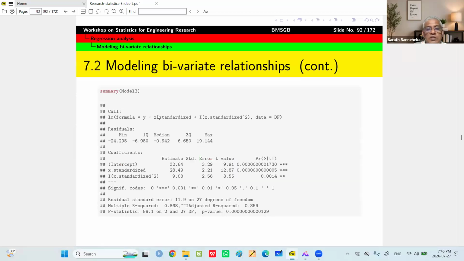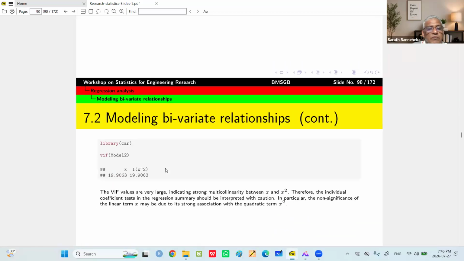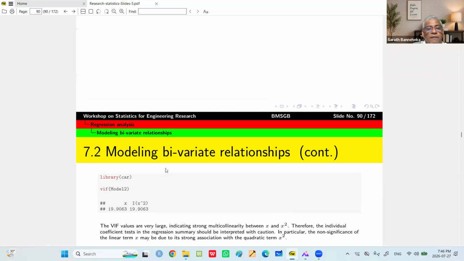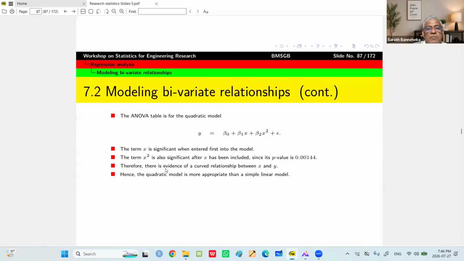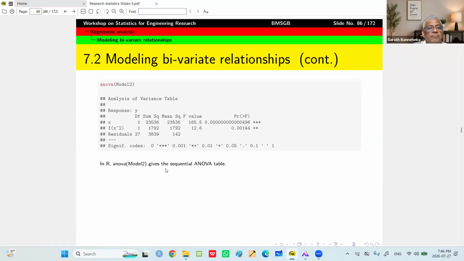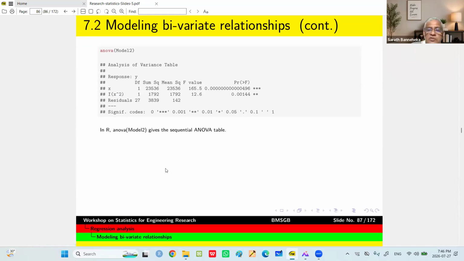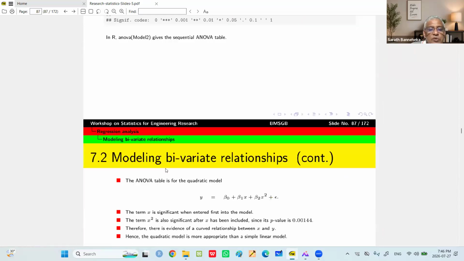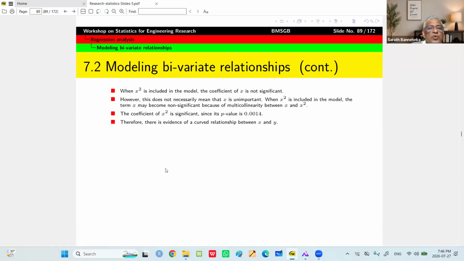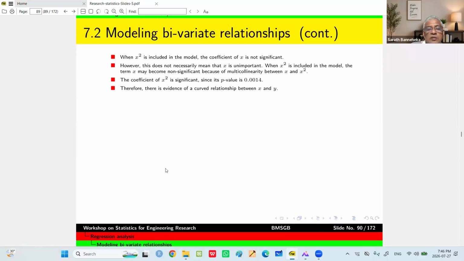Did we see a non-significant result in those tests? I forgot to look at the individual t test here. In the individual t test, what has been shown is that the x term is non-significant, but the x square term is significant.